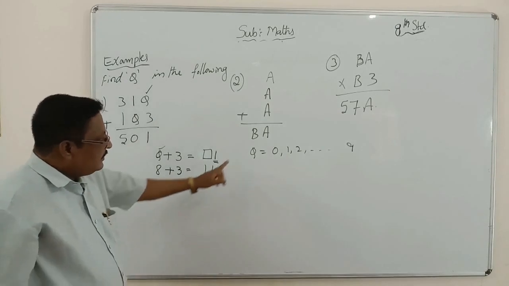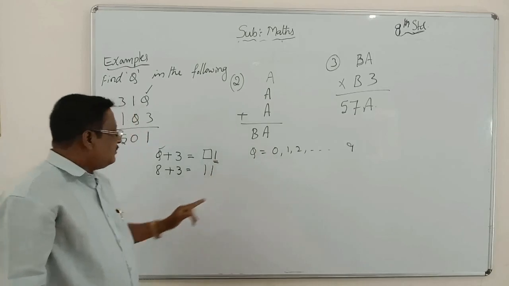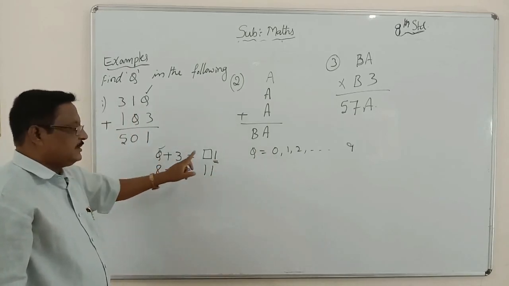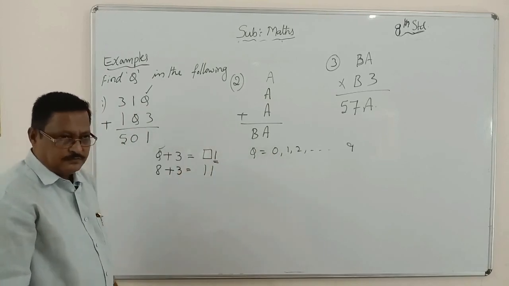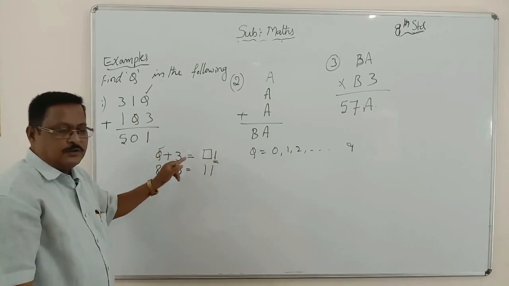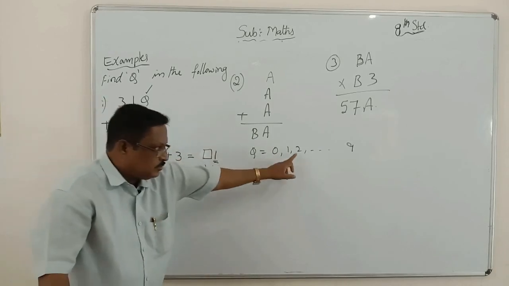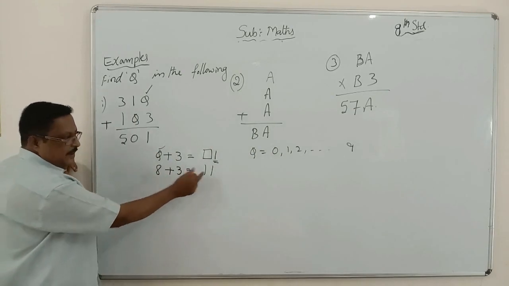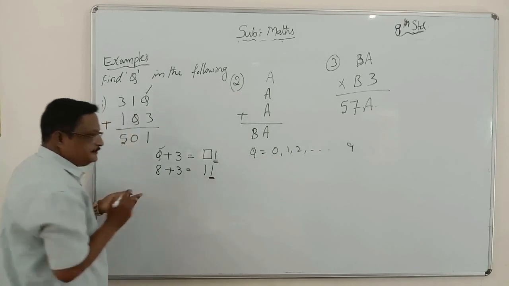See here, suppose q is equal to 0. 0 means instead of q value, you put 0. 0 plus 3 is nothing but 3. In unit place 1 is there. It does not hold good for 0. Next, q is equal to 1. 1 plus 3 is 4. Here 4 is not in unit place. This is wrong. Like this you go on checking. 8 plus 3 is 11. Here in unit place 1 is there. This is okay.